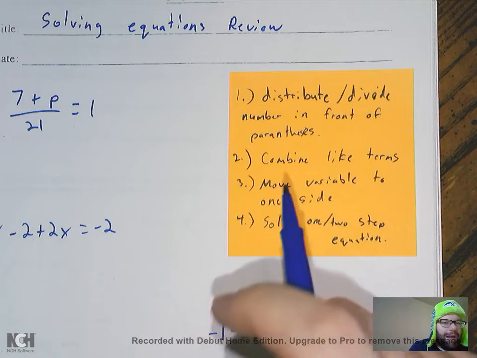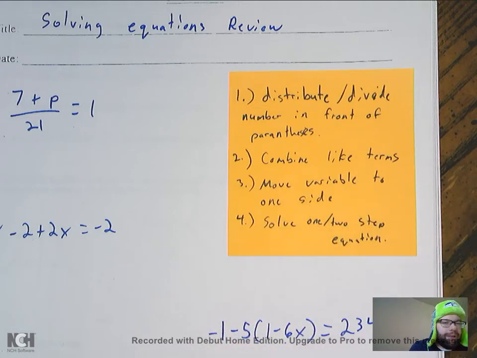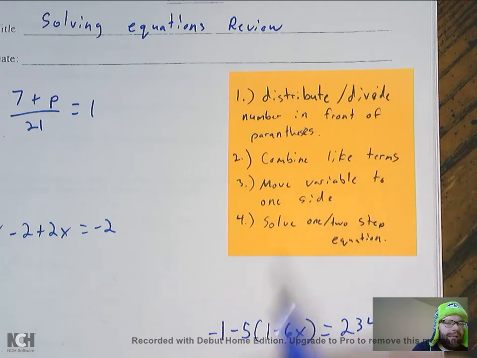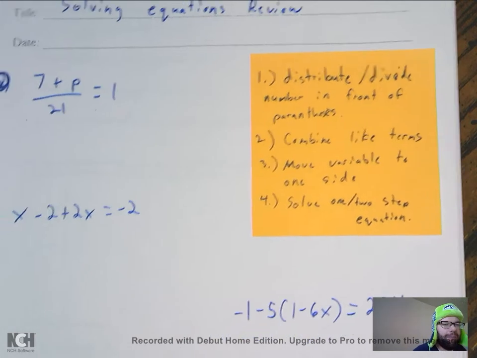Then you go into combining like terms. So any of the like terms that are on the same side of the equal sign, you can combine just by normal addition. And then you move the variable to one side if you have variables on both sides. And then the last step is to just solve the party problem.